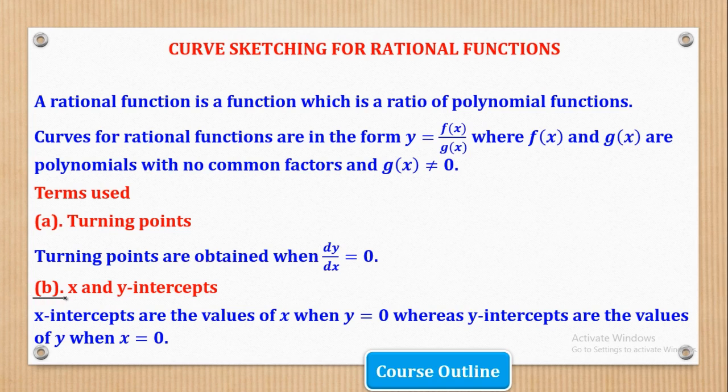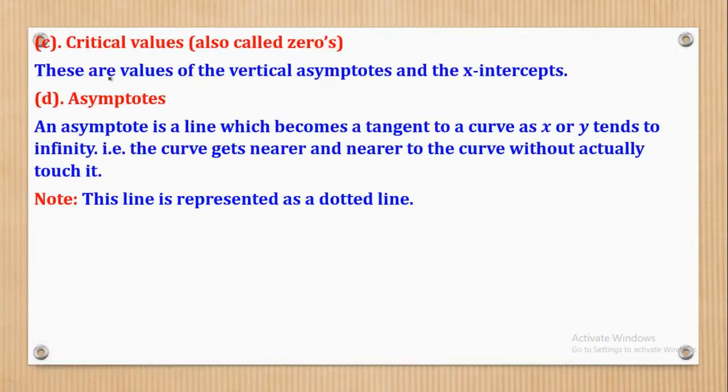Next is intercepts, which can be x or y intercepts. You also know this one because x intercepts are the values of x when y is equal to 0, and y intercepts are the values of y when x is equal to 0. Then you also have critical values. The term may not be familiar, but if you covered the video on inequalities, it is familiar. These are values of the vertical asymptotes and the x-intercepts.